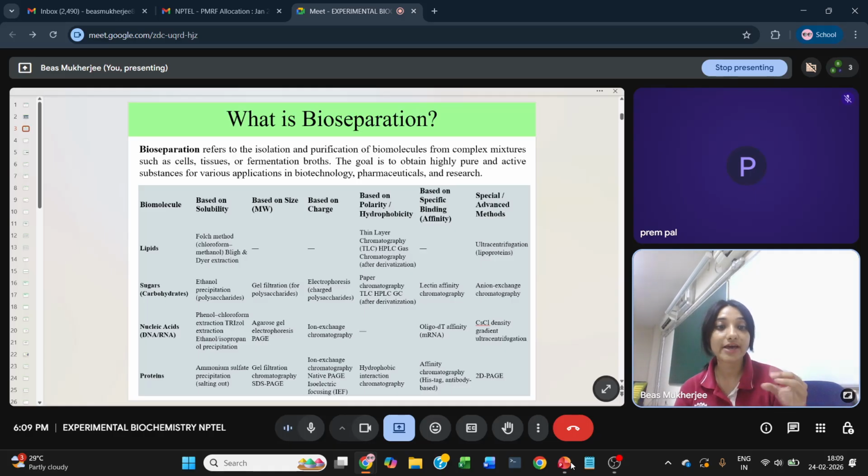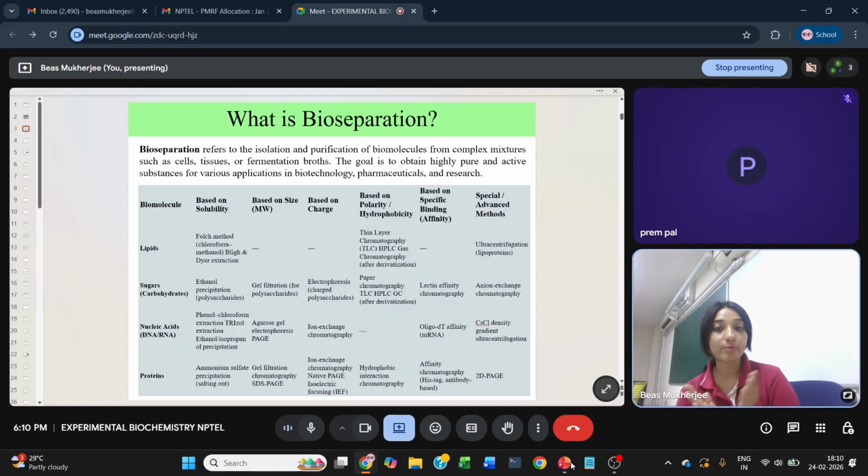Next we have cesium fluoride density gradient centrifugation. We will be talking about all of these. Now we have proteins, which we will be talking about in today's class. There are different methods. There is ammonium sulfate precipitation, which is salting out. We will talk about salting in and salting out. I think we talked about salting in and salting out in the previous class. If not, we will talk about this in either today's class or the upcoming class. But we are going to talk about all of these in detail in this course.